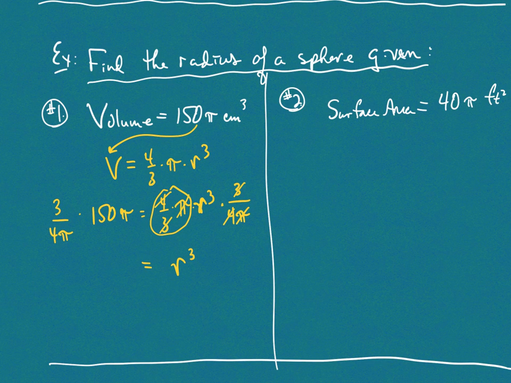And then on the left-hand side, the pi's would cancel. Oop, I got a little aggressive there. There we go. That looks a bit better. The pi's cancel top and bottom. And then 3 times 150 divided by 4 is 112.5.